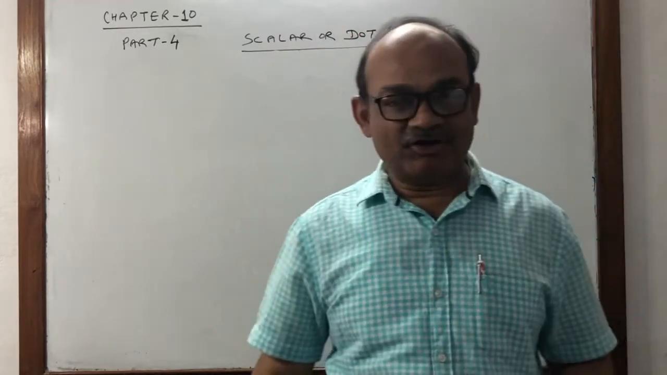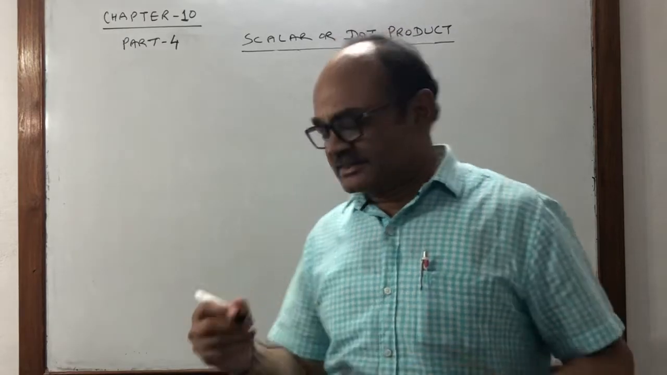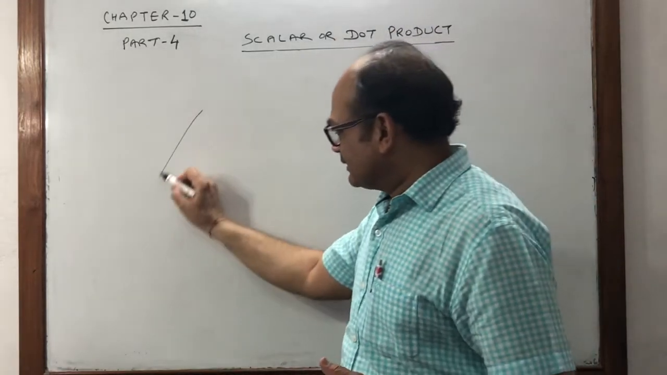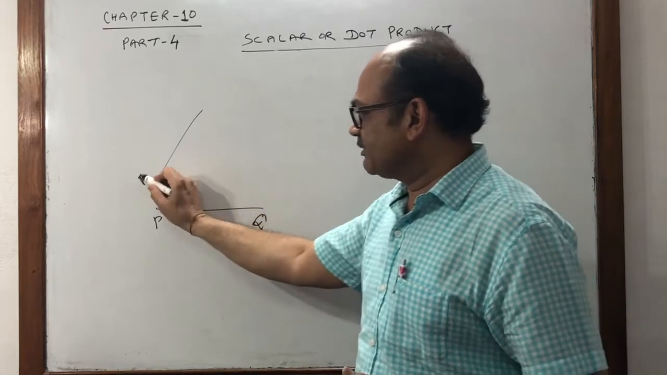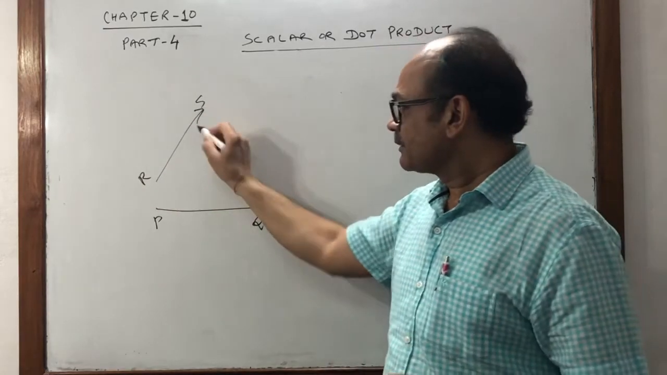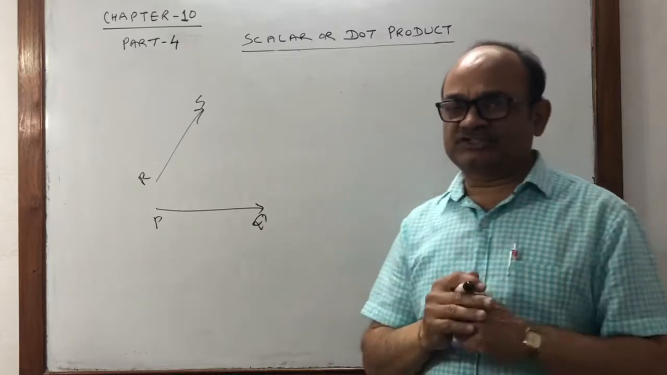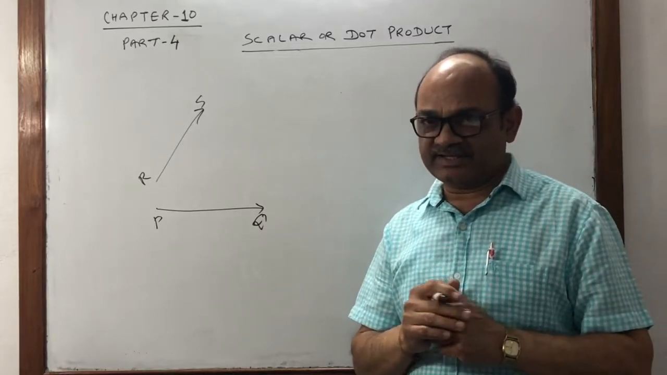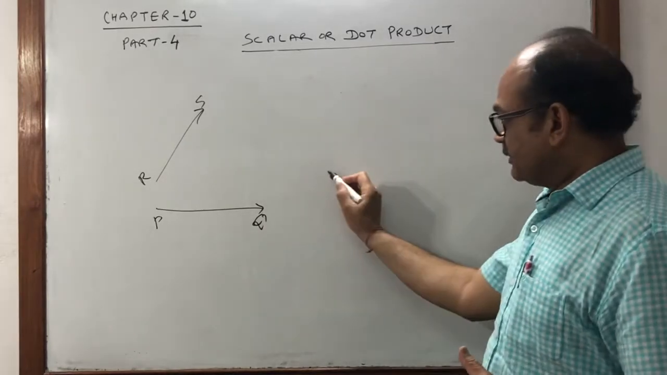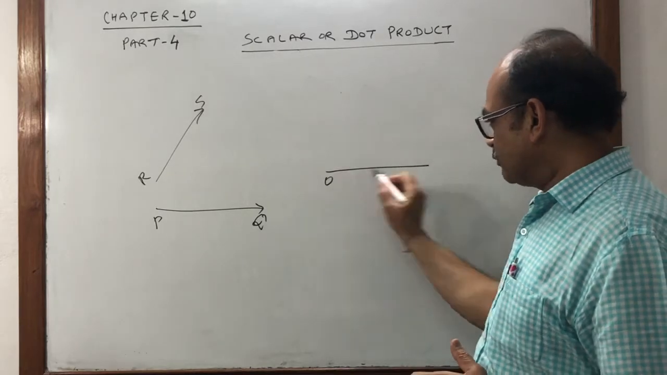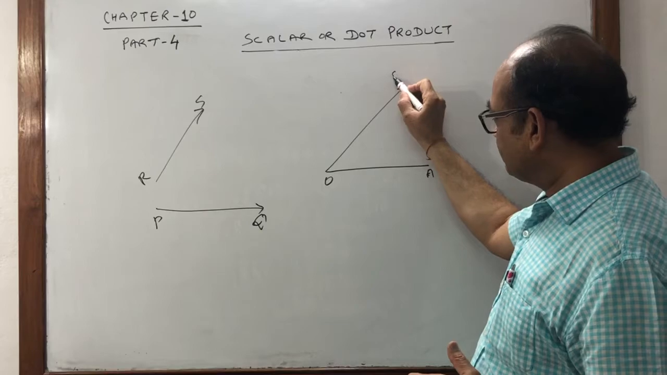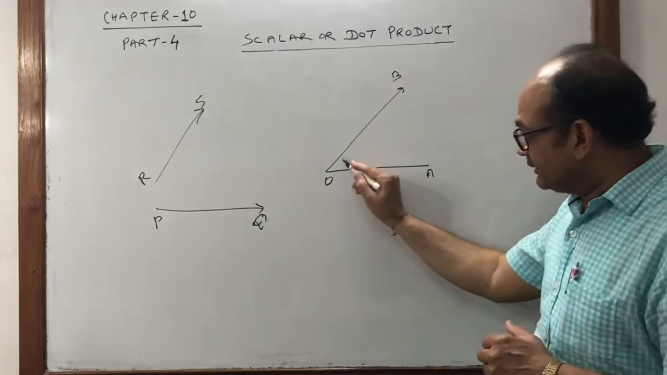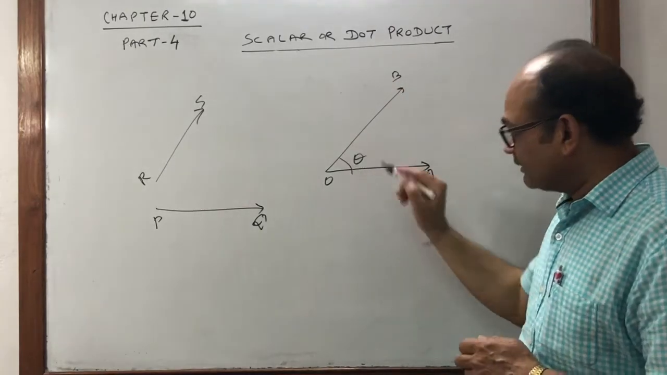स्केलर और डॉट प्रोडक्ट। स्केलर और डॉट प्रोडक्ट पढ़ने से पहले, सपोज एक वेक्टर है PQ और एक वेक्टर है RS। What is the angle between these two vectors? पहले हमको ये देखना है कि इनके बीच का एंगल क्या है। एक वेक्टर को हम ऐसे लाए बाय द वे O पर, और दूसरे को हम यहां पर लाए बाय द वे B पर। Then this is the theta.